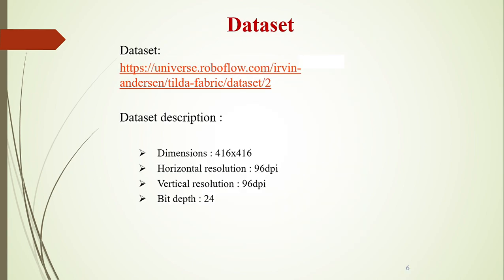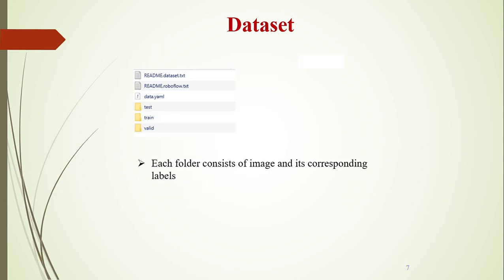Let us discuss the data set. We have taken the data set from the link which we have shown here, and the data set description. The dimension of the image is 416 cross 416 and it has a horizontal and vertical resolution of 96 dots per inch with a bit depth of 24. We have split the data set in the ratio of 3:1:1, that is 600 images for training, 200 for validation and 200 for testing. Each folder has images and its corresponding label file.